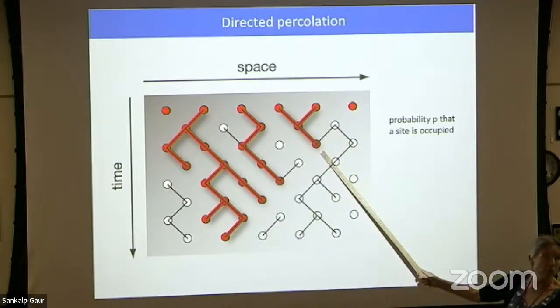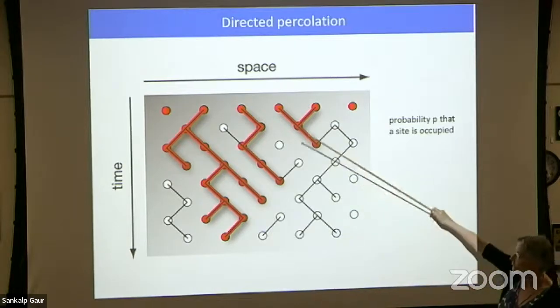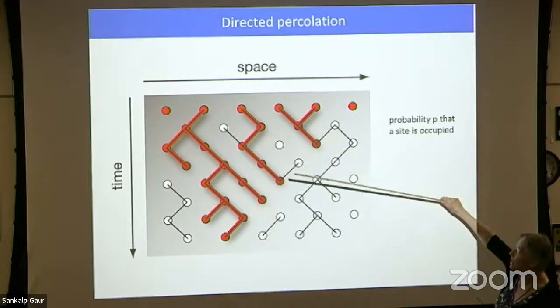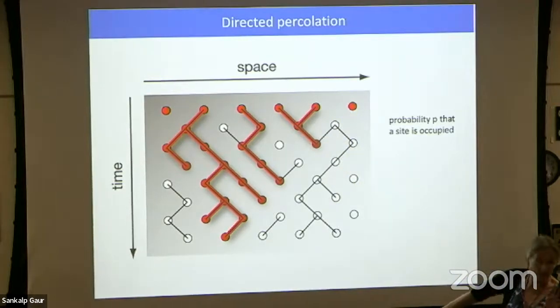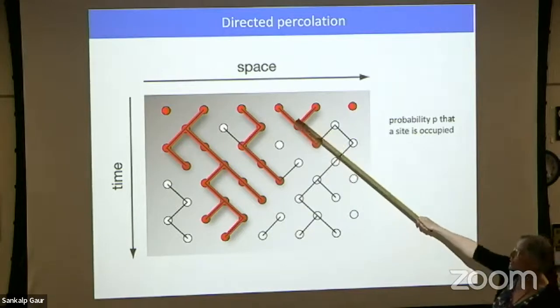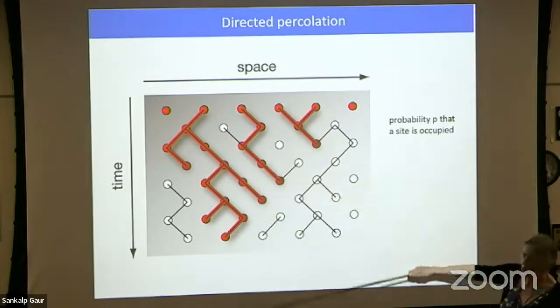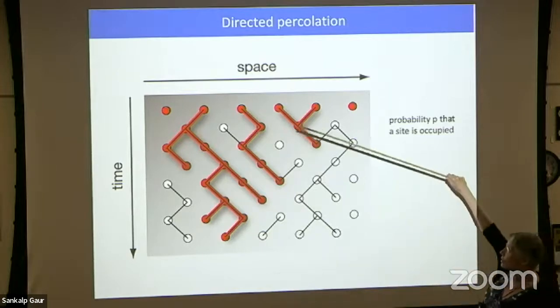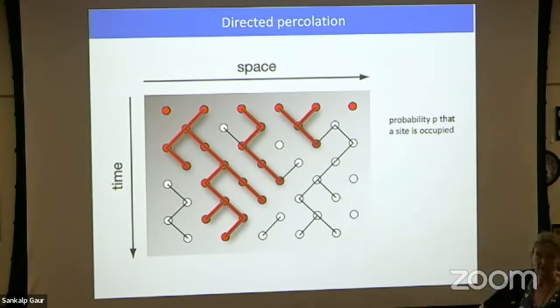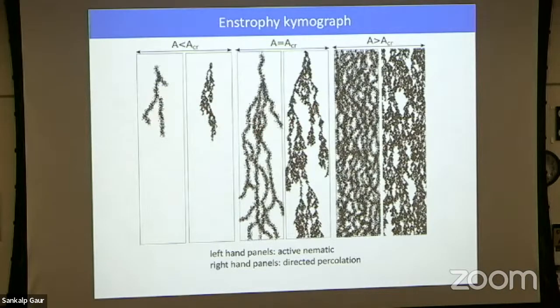In general, if you have a low probability, eventually you never get a cluster which goes on from the beginning to the end. At the transition, you get a cluster which, if you start here, you'll find connected at the end. And above the transition, you get a cluster which carries on all the way down. You could do simulations of that, and we did, and we put them next to our active nematic, and you can see that they look very, very similar.